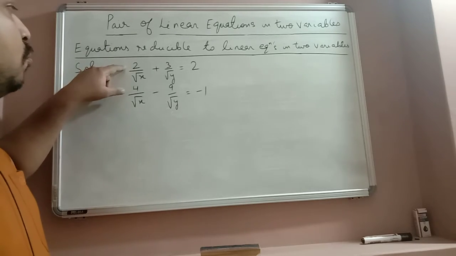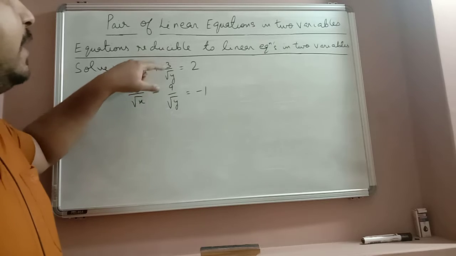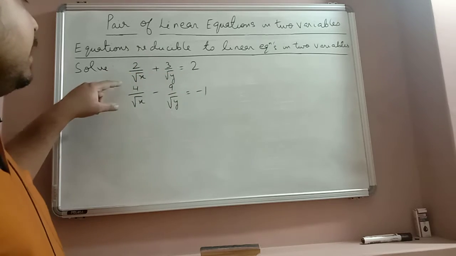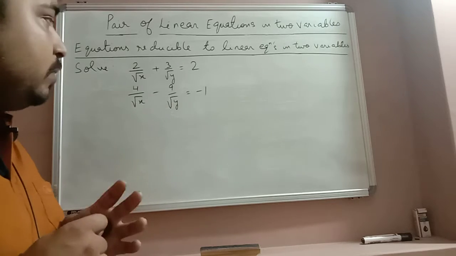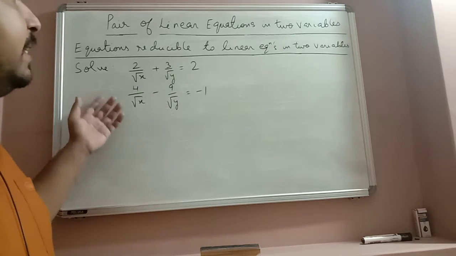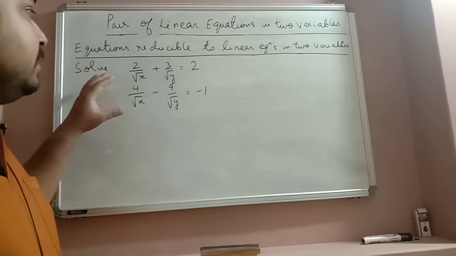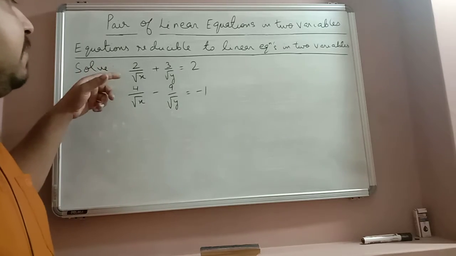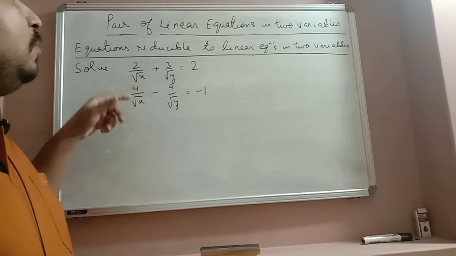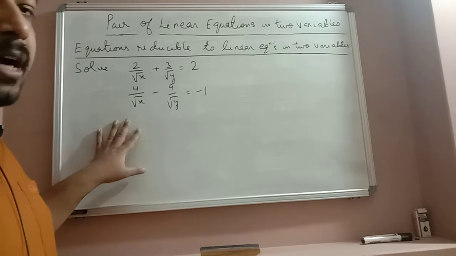The question says 2 over root x plus 3 by root y equals 2, and 4 by root x minus 9 by root y equals minus 1. We need to solve these two equations. These are not linear equations, but they can be easily converted into linear equations in two variables. Let's see how we can do that.